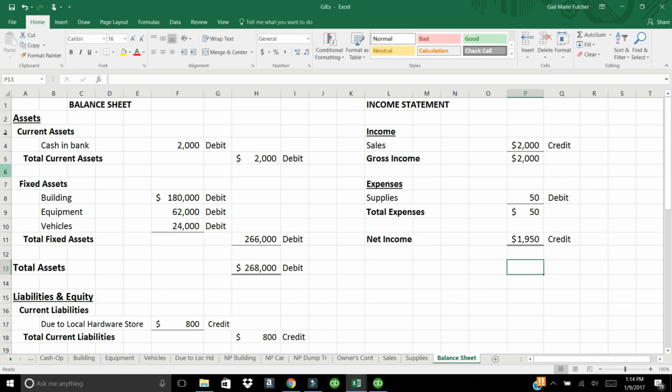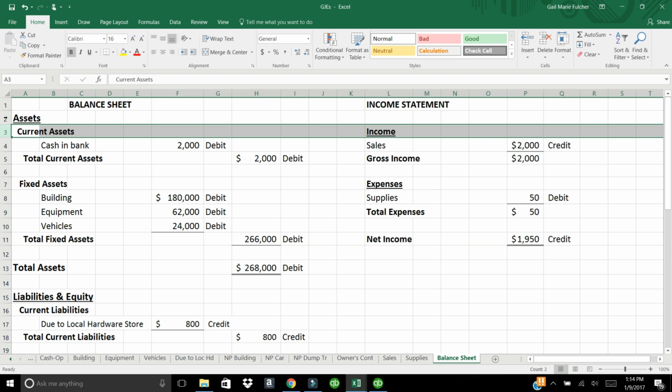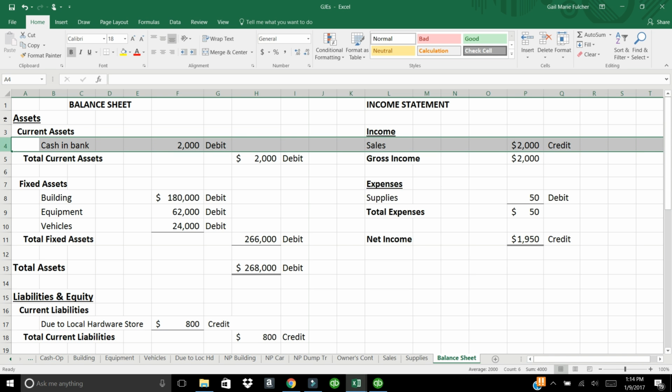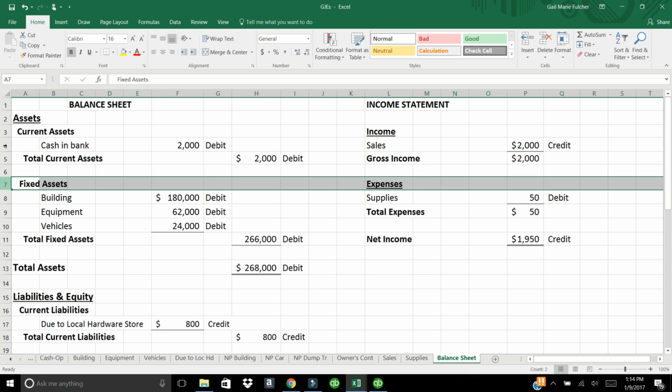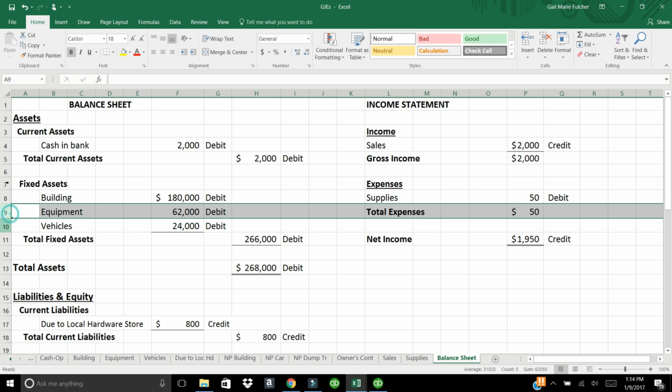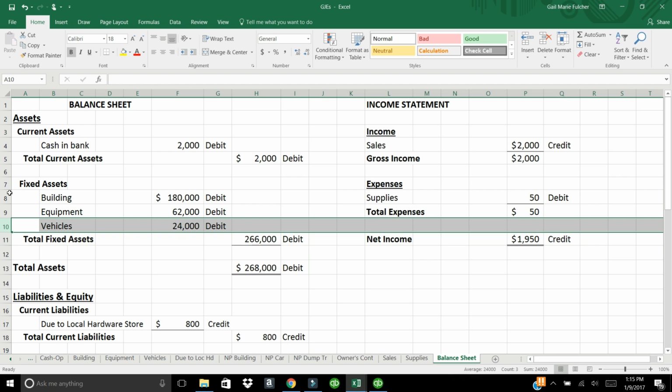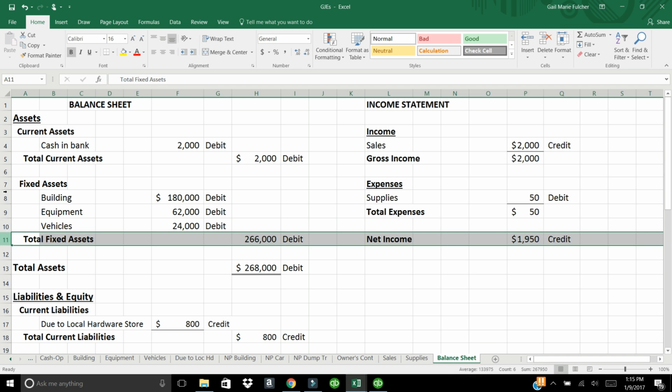We have assets, current assets. Remember, current assets are cash or anything that can be turned into cash fairly quickly. So we have a $2,000 debit balance there. Our total current assets are $2,000. Fixed assets are anything of value that's going to last you more than a year. So that's where we have our building, equipment, and vehicles, all with debit balances. There's our total fixed assets.